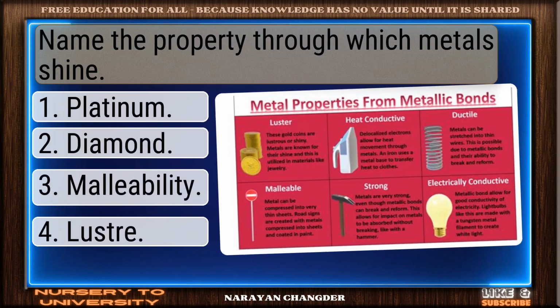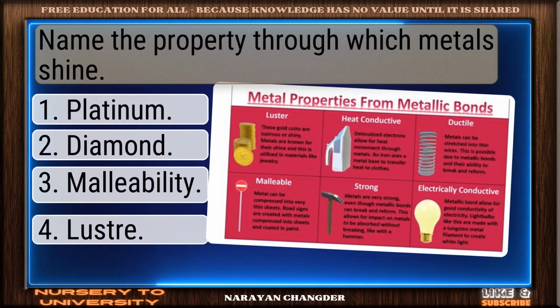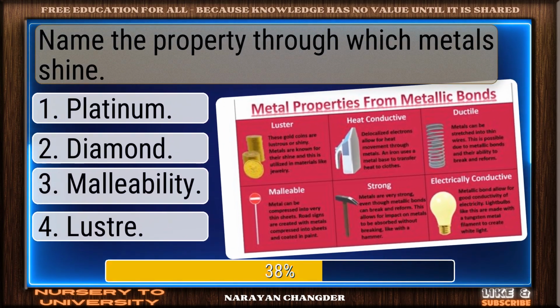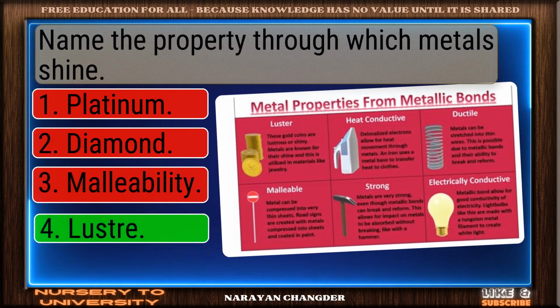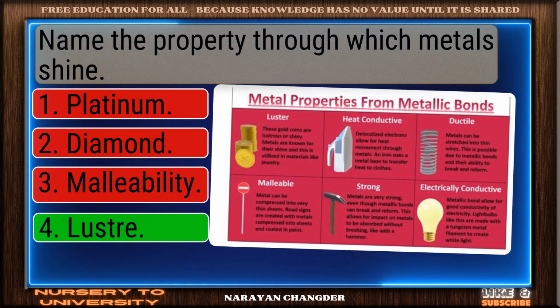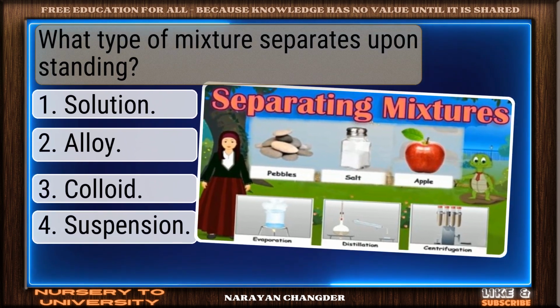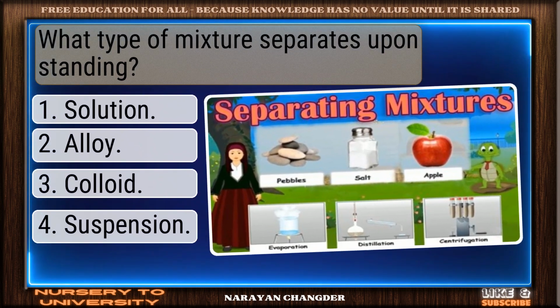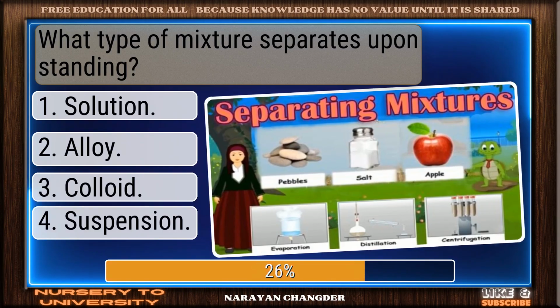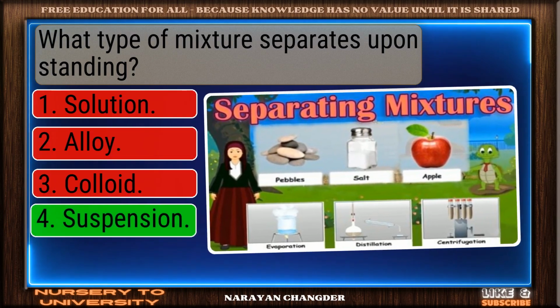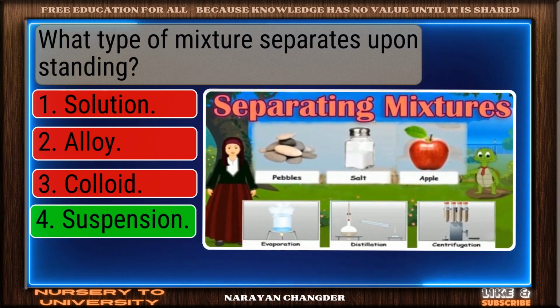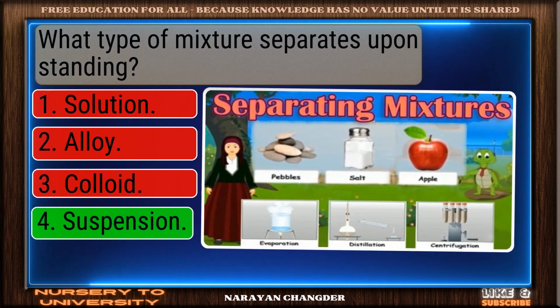Question number 204. Name the property through which metals shine. Right choice. Luster is the best answer. Question number 205. What type of mixture separates upon standing? Correct response. Suspension is the most accurate answer.